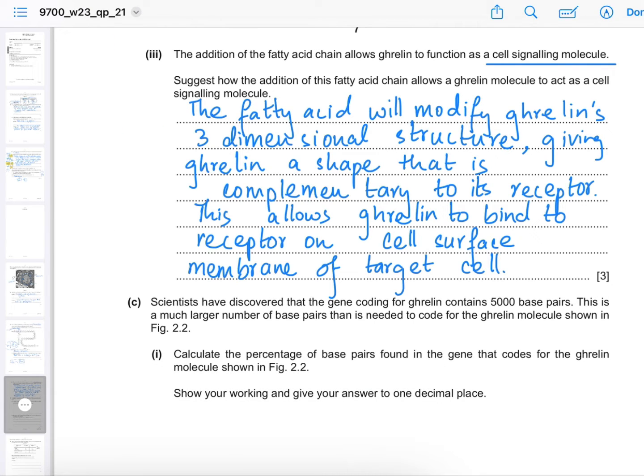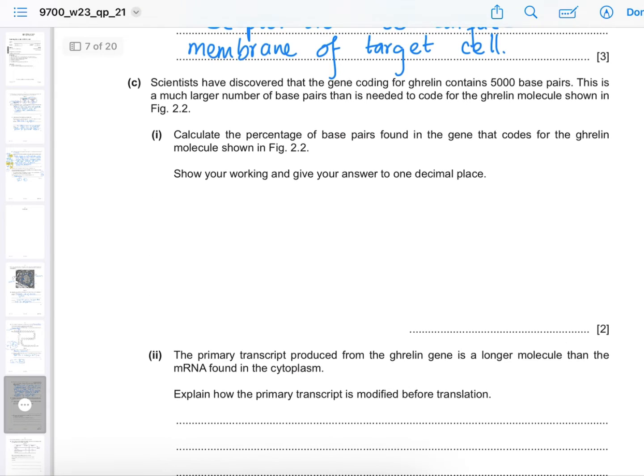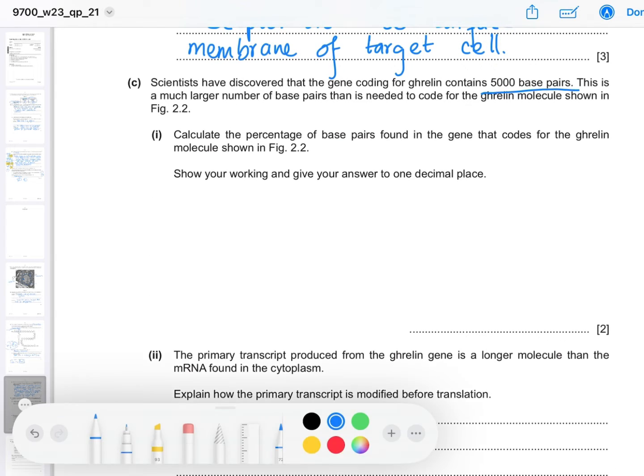Part C, scientists have discovered that the gene coding for the ghrelin contains 5,000 base pairs. So these base pairs are the pairs of nitrogenous bases found on the two strands of the DNA. So that's one base pair, and you're going to have 5,000 of these in the gene that codes for ghrelin. This is a much larger number of base pairs than is needed to code for the ghrelin molecule shown in figure 2.2. Part 1 asks you to calculate the percentage of base pairs found in a gene that codes for the ghrelin molecule in figure 2.2. You're supposed to show your working and give your answer to one decimal place.